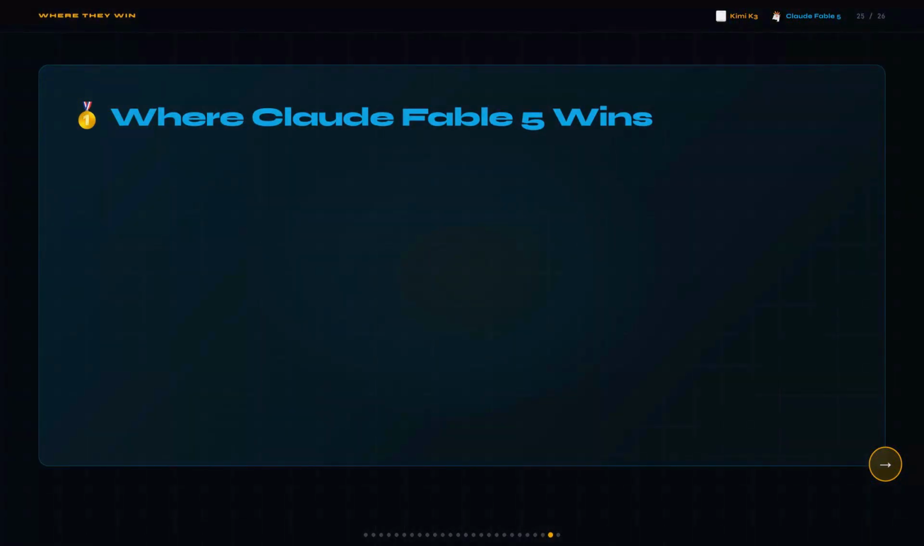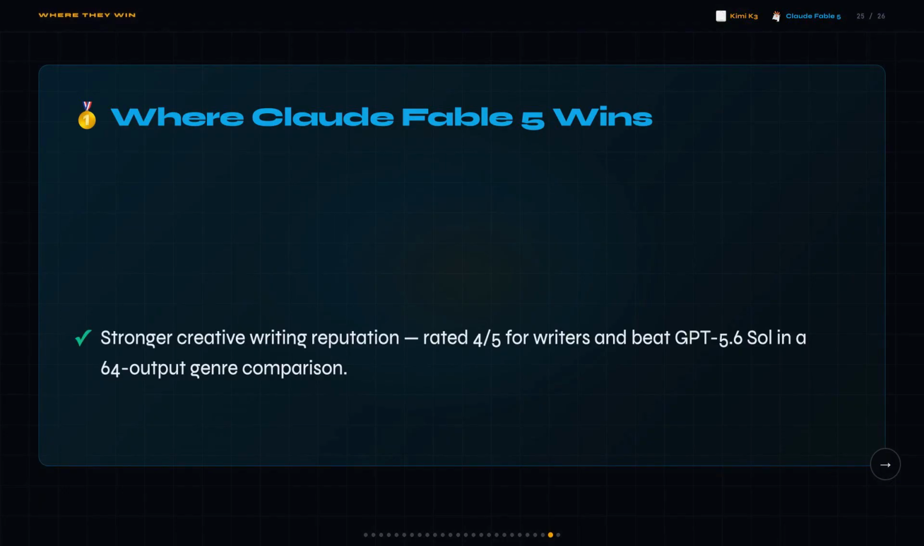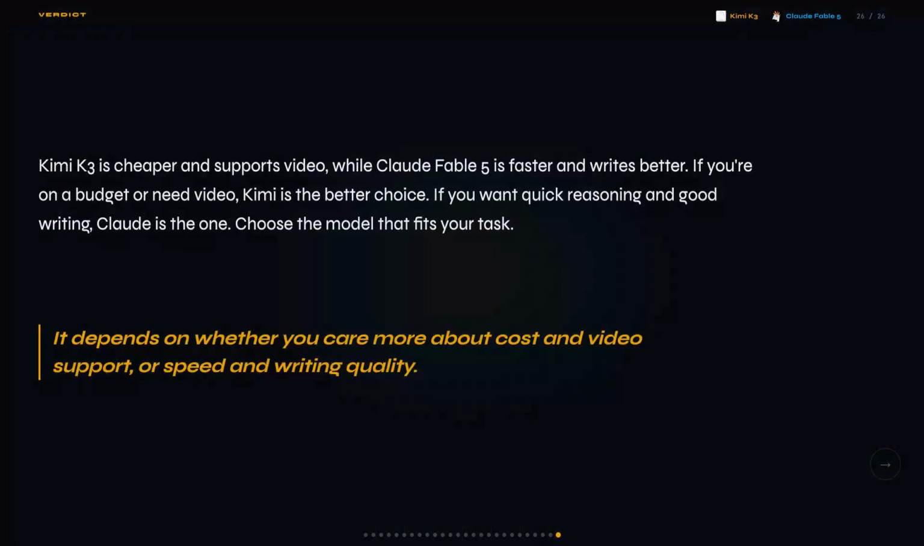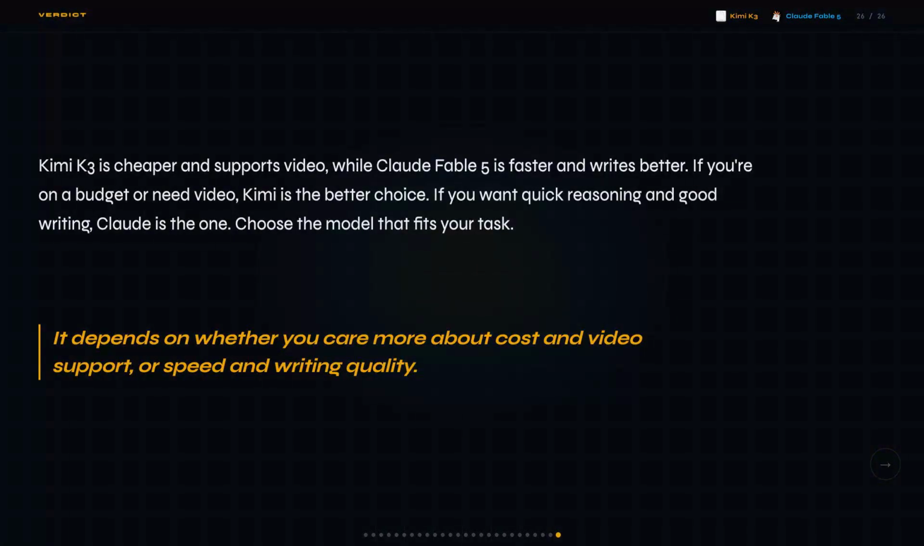Claude Fable 5 wins on speed. On native providers, it's 63.4 tokens per second versus 33.3 for Kimi, and time to first token is cut nearly in half. It also has a real creative writing track record, rated 4 out of 5 for writers, and it beat GPT 5.6 Sol across a 64 output genre test. Honestly, I went in thinking Fable 5 would run away with this, and it didn't. 2 wins for Kimi K3, 1 for Fable 5.